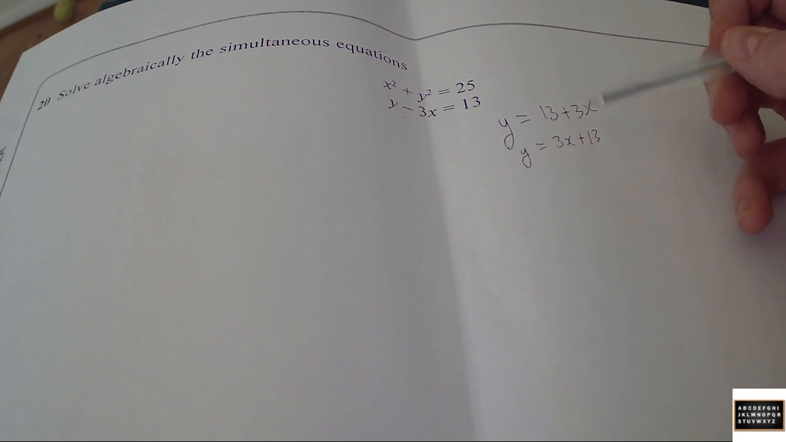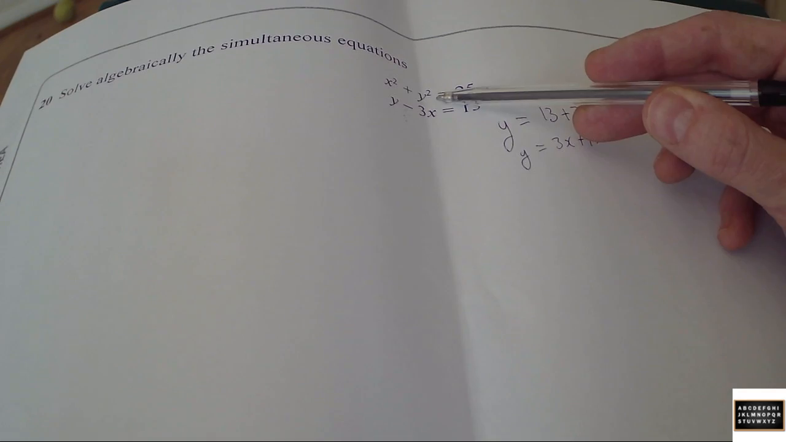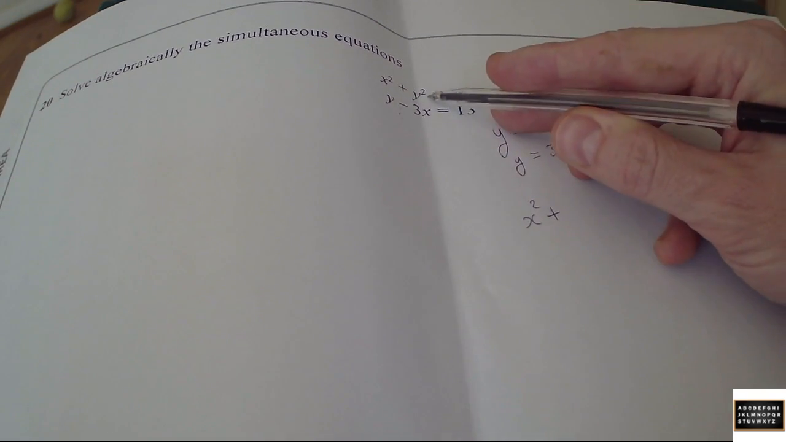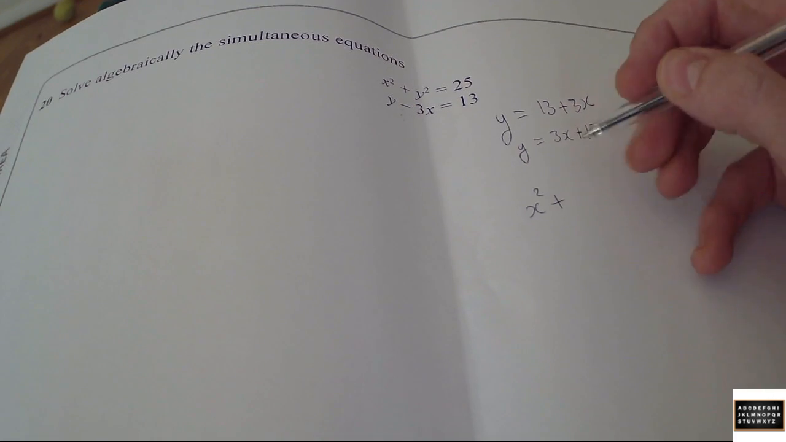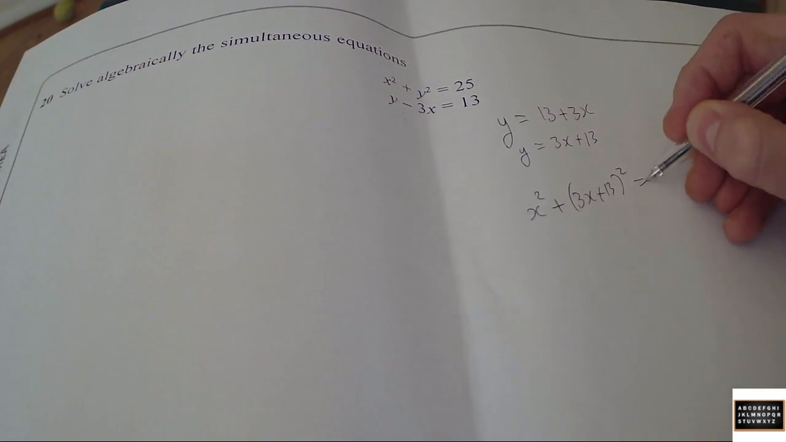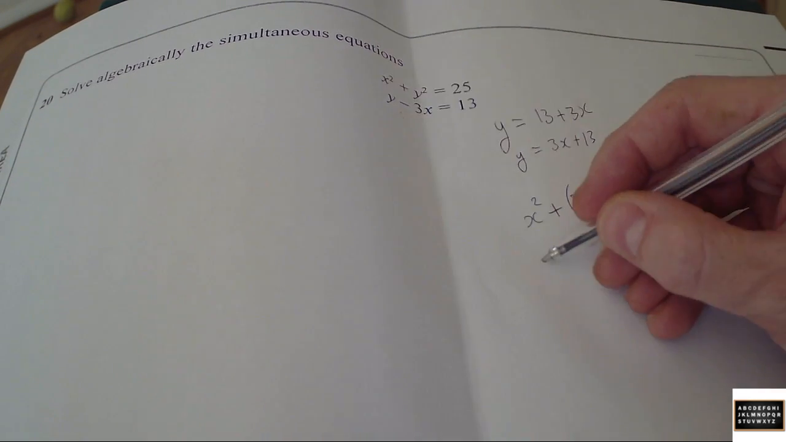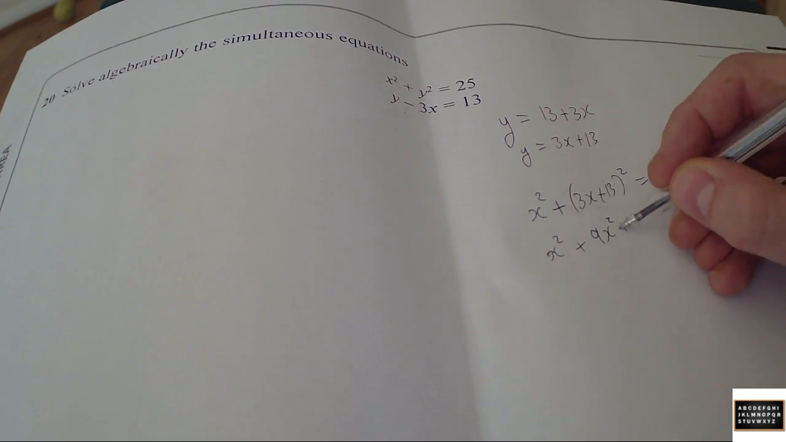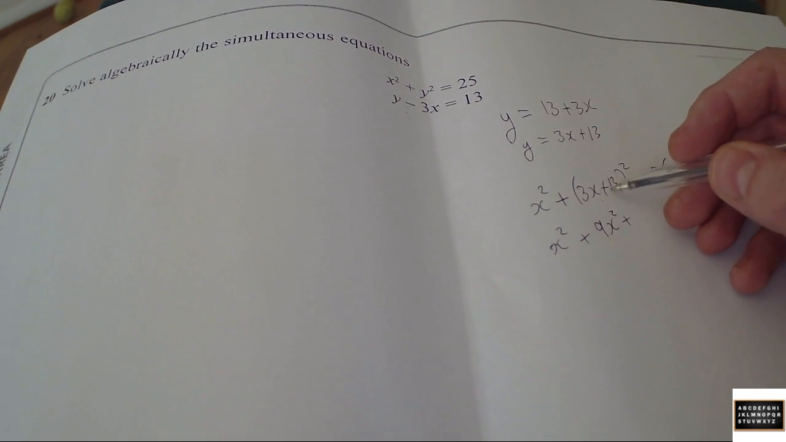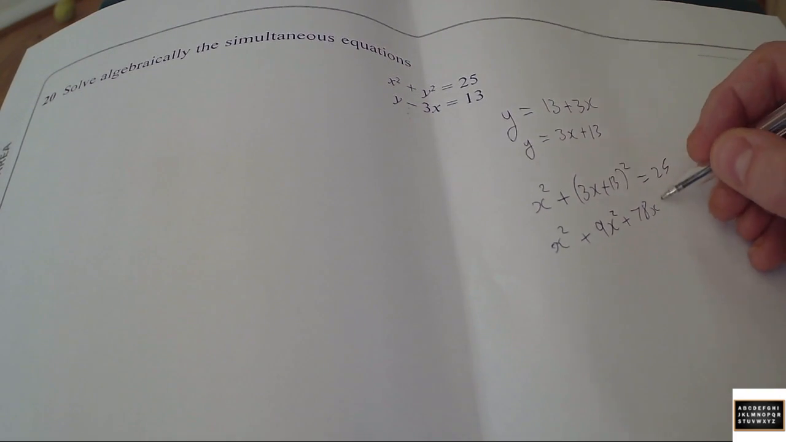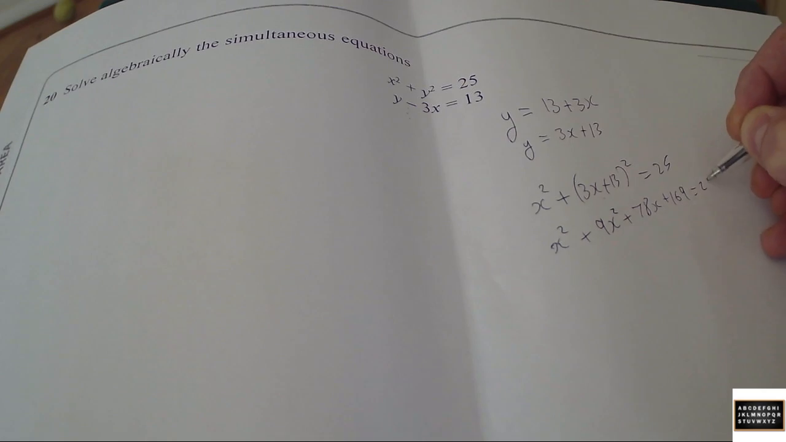So then back in the first equation now, I'm going to rewrite x squared plus, but instead of y squared, I'm going to put this thing squared, so (3x plus 13) all squared, and that's equal to 25. Now we've got to multiply out these brackets, so we'll do that real quick, and if you do that correctly, you'll get 9x squared, and then 13 threes are going to be 39, two lots of that is 78x, and then 13 times 13, 169.